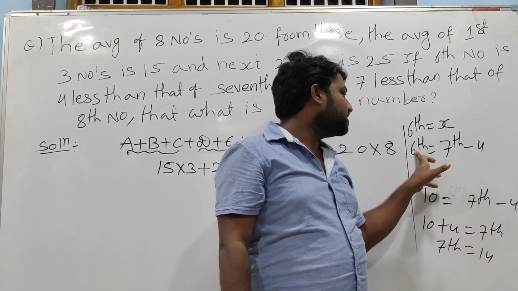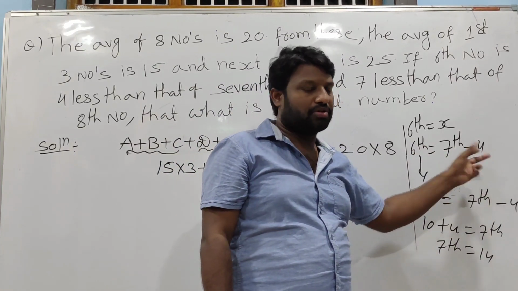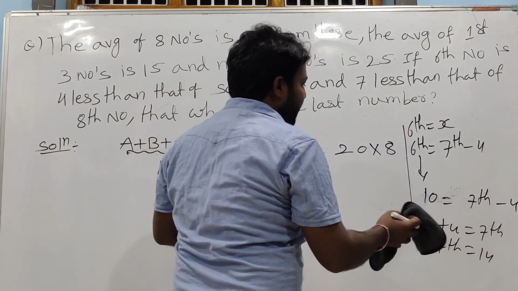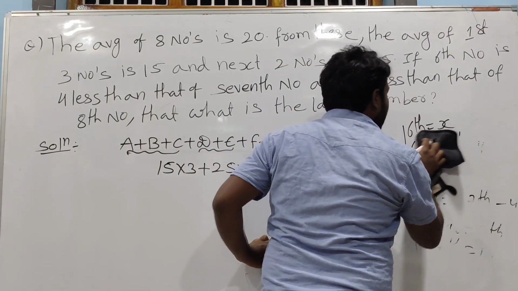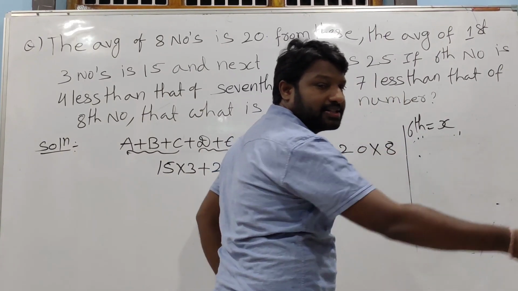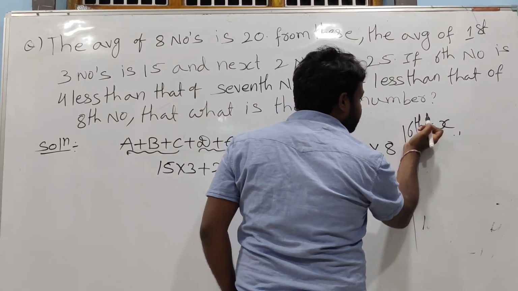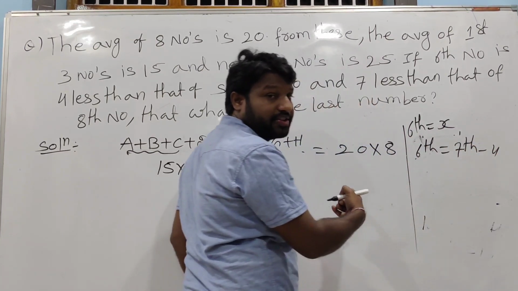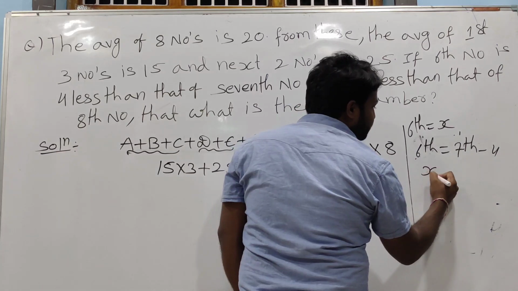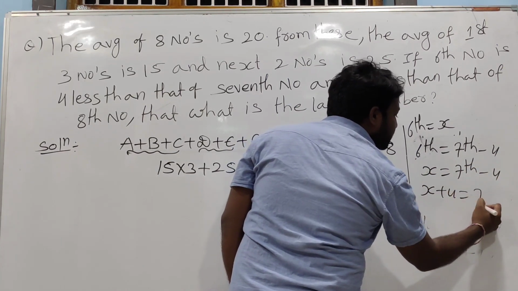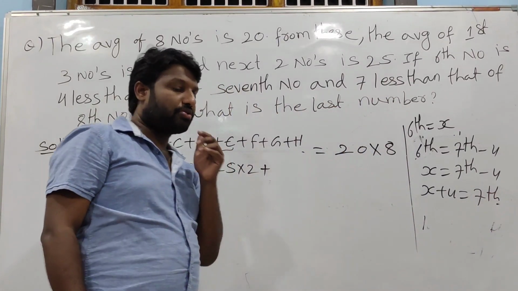So I am writing the condition: 6th number is equal to 7th number minus 4. So instead of writing like this, directly I will take the 6th number as x. Then the 7th number will be x plus 4.